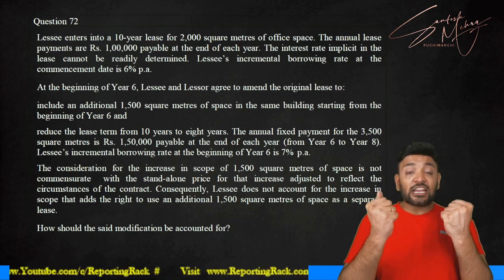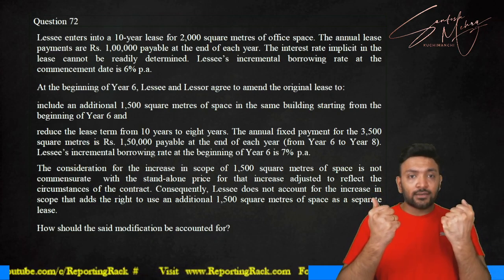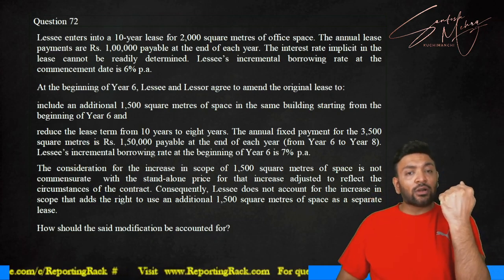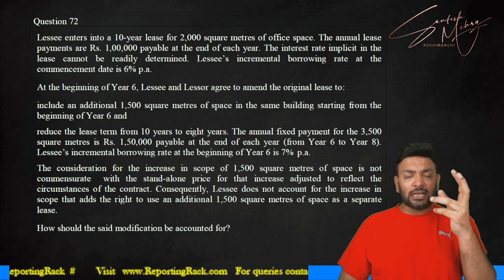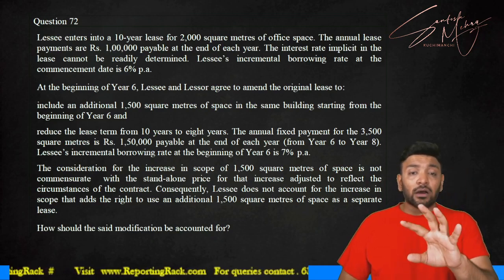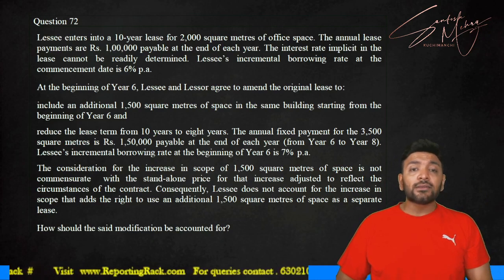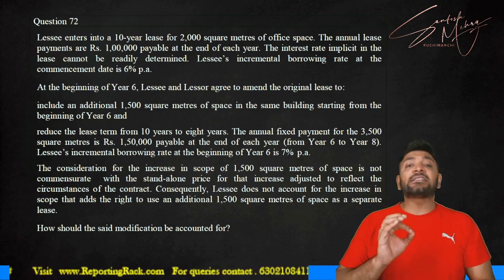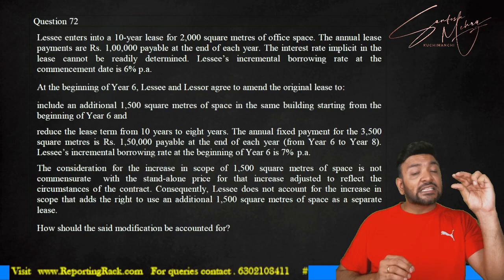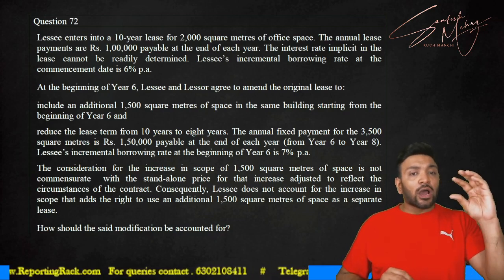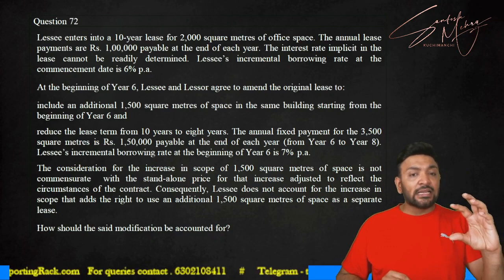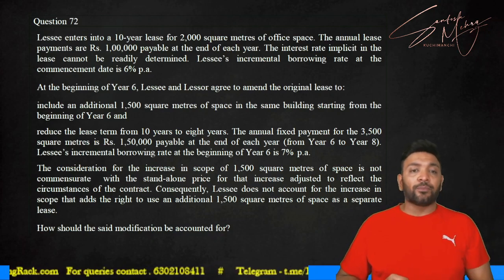2 different modifications, 2 different treatments. If I look at the first accounting treatment, where there is a change in the lease term, where there is a change in the lease rentals, then I would always say that the amount of change in ROU asset is equal to the change in lease liability. So I'll re-estimate the value of lease liability and I will determine this value.